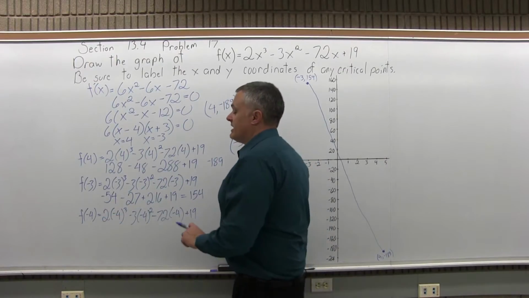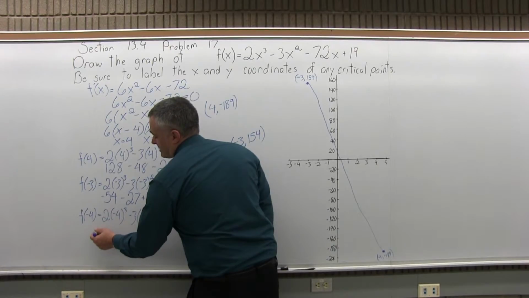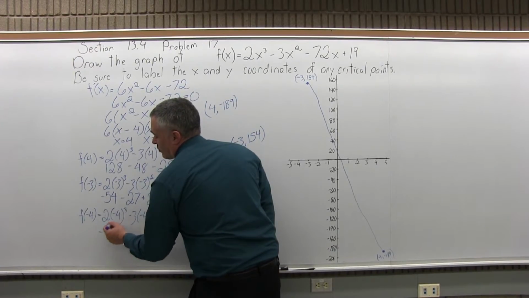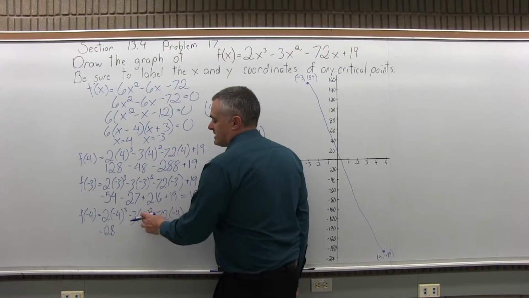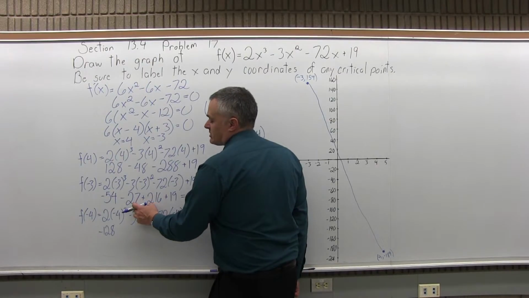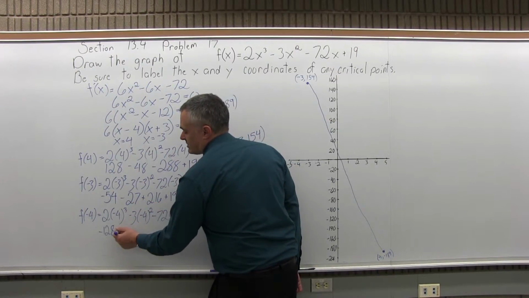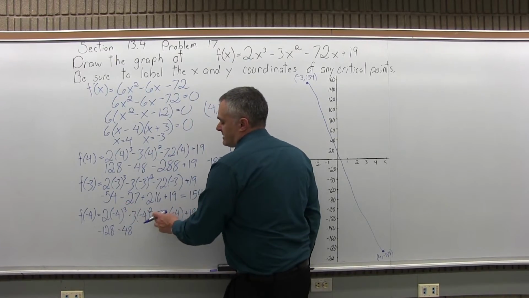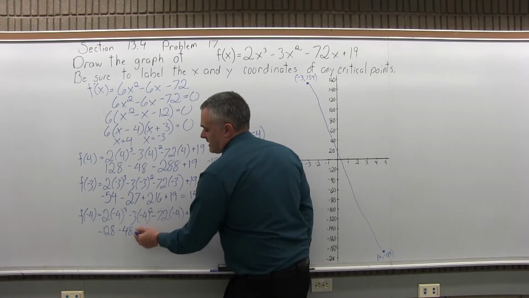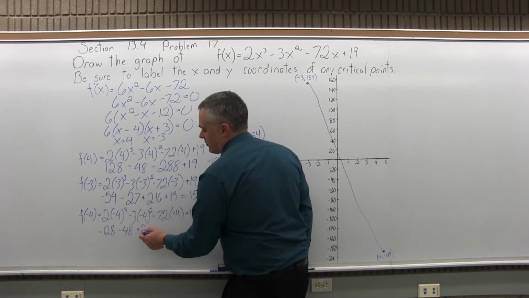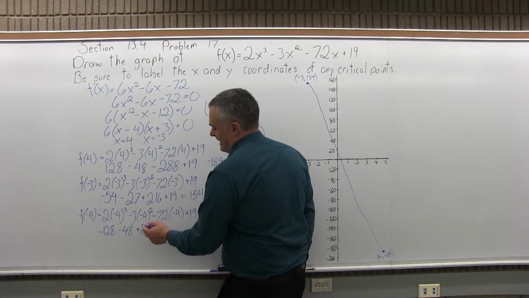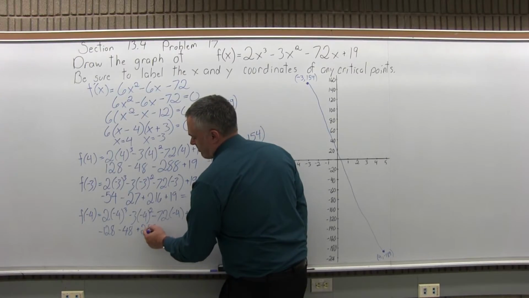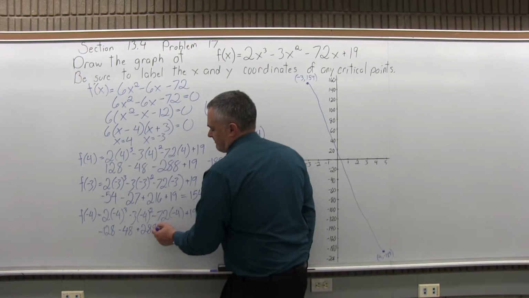Times the 2 in front. So -64 times +2 is -128. The next piece, I have -4 squared. Start with that. -4 times -4 is +16. Times the -3 in front. +16 times -3 is -48. And now -72 times -4, the negative times negative, they cancel. 72 times 4 is 288. And then plus 19.